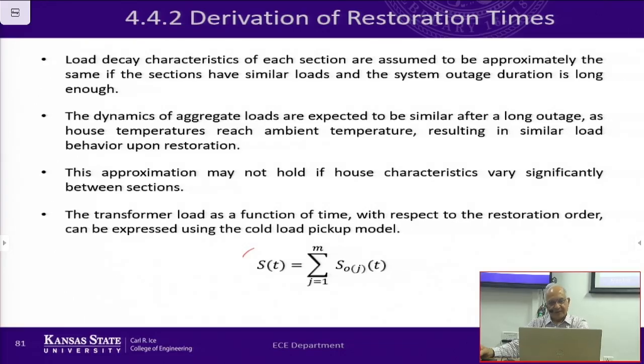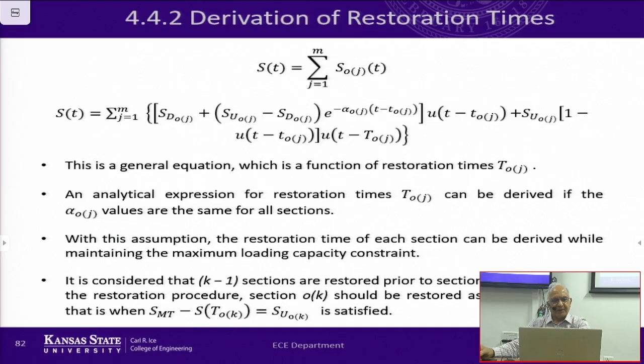Okay? And this one is a combination of all the sections put together. And again, this is a general equation that can be worked out based on the different sections that you have in the system. It's a summation of M feeders, and we can also determine an analytical expression for restoration times TOJ for each section if alpha j, alpha 0 values are the same for all the sections.